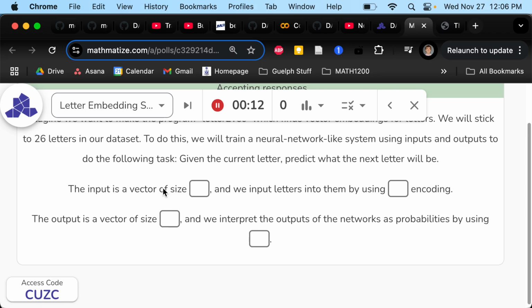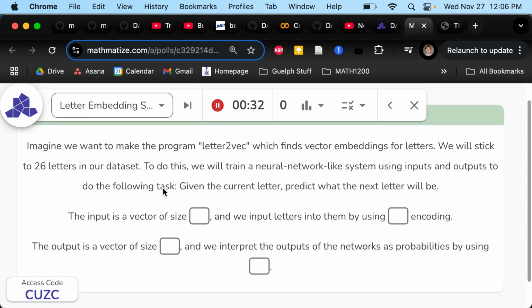So we're going to do some kind of encoding of the letters, and we need to make vectors. And the output is going to be a vector of size blank, and we interpret the outputs as probabilities by using blank. Okay, you guys got to fill in the blanks. So these are kinds of things we've done before that we're, again, combining now to see how they work. Okay, I'll give you a minute to try to fill this in. And there's a little write-up over here.